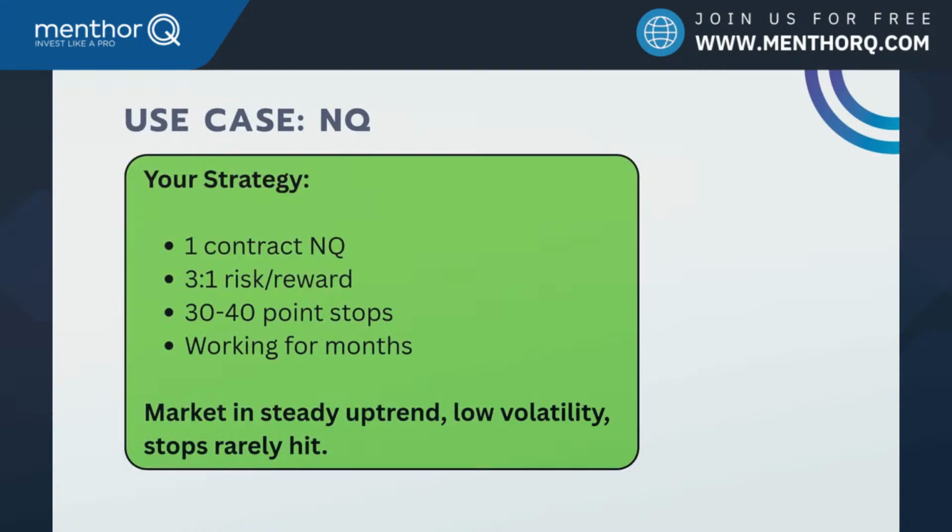Now let's look at another scenario, and this time if you're trading Nasdaq futures, let's say that you normally trade one contract and your risk management is structured around the 3-to-1 risk-reward ratio. Your stop loss is around 30 to 40 points, and that's been working well for you over the past few weeks and months. For the past few months, the market has been in a steady uptrend with low volatility. Your stops are rarely hit, and the moves are smooth, and you feel comfortable about the system. So this has been working for you for months, but then something changes, right?